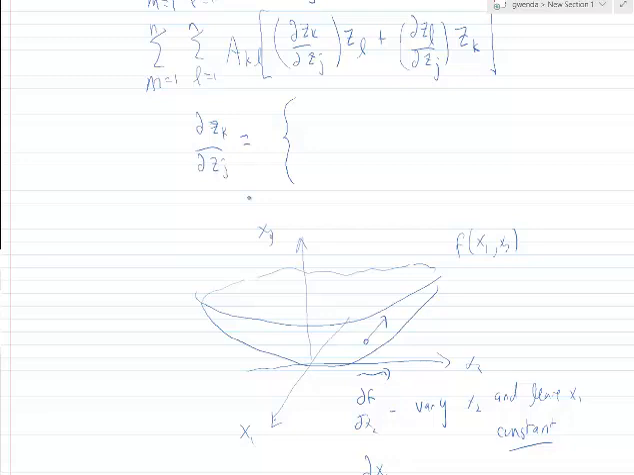Only z1 is changing, z2 is not changing. If z2 is not changing, how much change does z2 have? None. What is none in mathematics? Zero. What's dz3/dz1? 0. All right, so what's the answer? 0. But that's only in some case. There's another case where it's not 0.